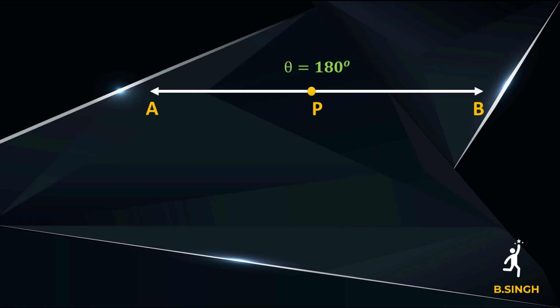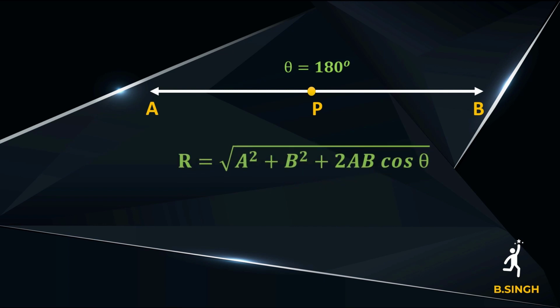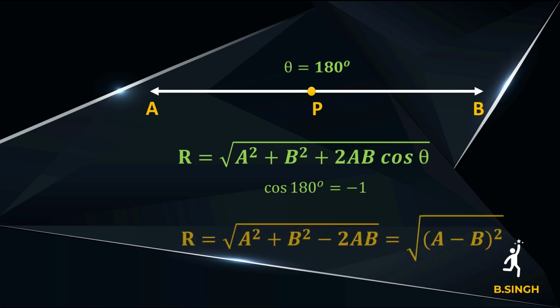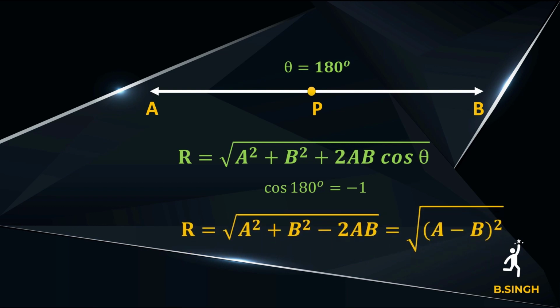We know from vector analysis, the resultant of any two vectors is given by R, which is equal to root under a square plus b square plus 2ab cos theta. If any two vectors are inclined at an angle of 180 degrees, cos 180 will result in -1 and hence the resultant will be R equals root of a square plus b square minus 2ab, which is a minus b whole square, and the root goes. Finally, we get the resultant here as a minus b.